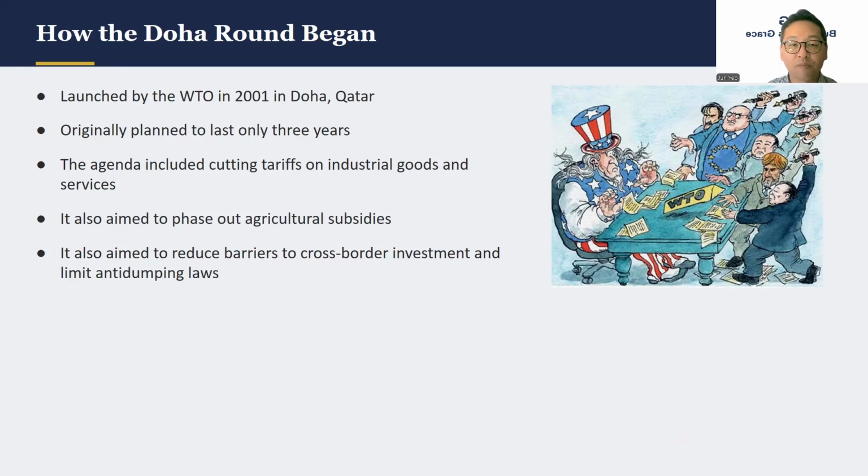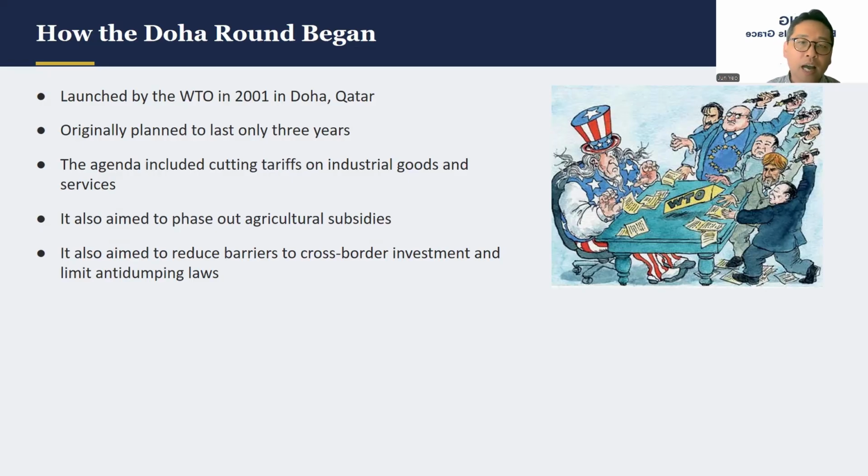The agenda was ambitious. Negotiators wanted to cut tariffs on industrial goods and services. They wanted to phase out subsidies for agricultural producers. They wanted to reduce barriers to cross-border investment. They also wanted to limit the use of anti-dumping laws, the very tool we discussed earlier in this lecture. This was a broad and hopeful agenda when it started.